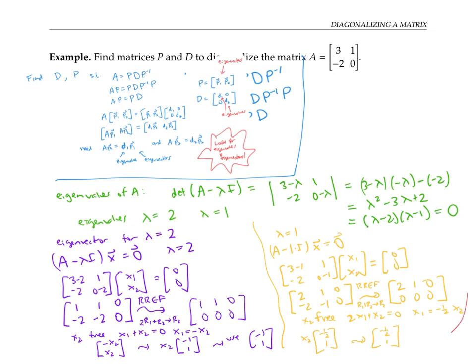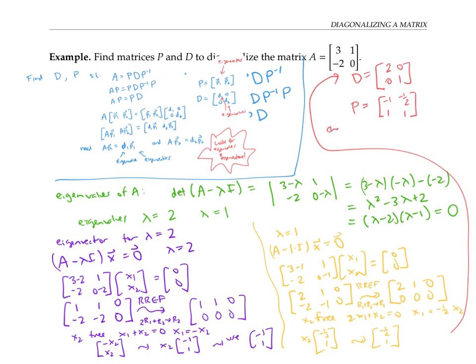So now I'm almost done finding P and D. My D matrix is the diagonal matrix made up of my two eigenvalues, 2 and 1, and my P matrix is made up of the corresponding eigenvectors, negative 1, 1, and negative 1/2, 1. Notice that the eigenvectors need to be in the same order as the eigenvalues they correspond to. I will leave it to you to check that when we multiply P by D by P inverse, we get indeed our original matrix A.